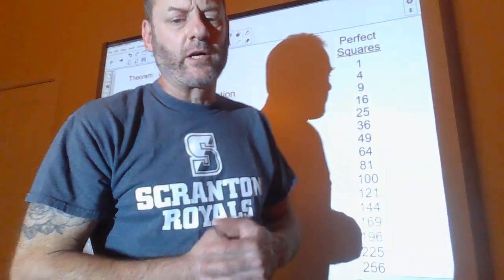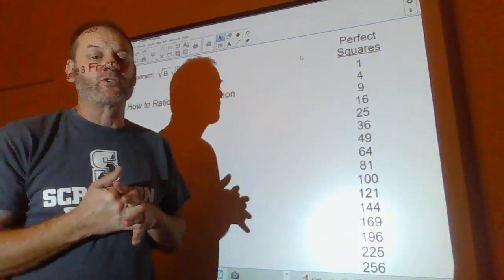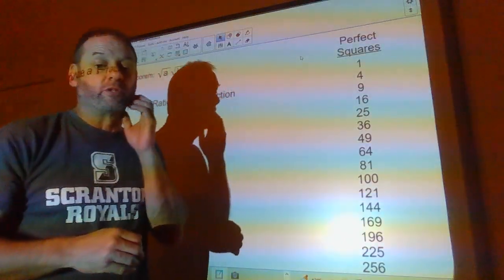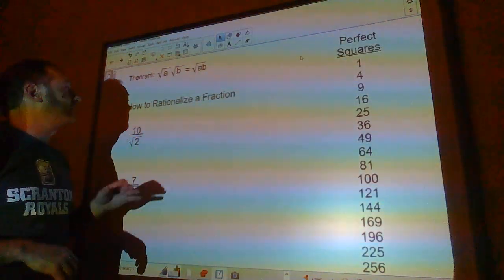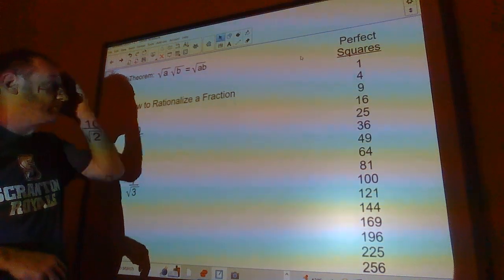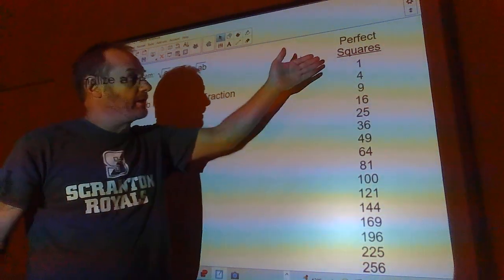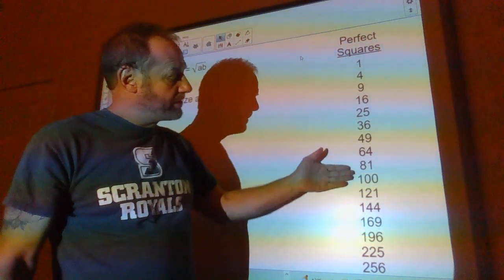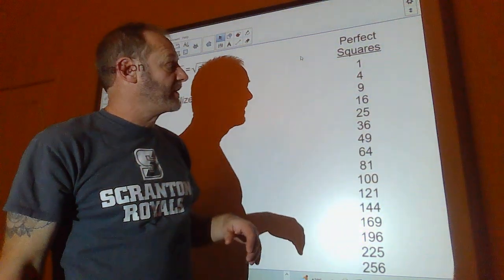Hi guys, today we are going to talk about special right triangles, but before that we're going to review a little bit here about square roots. So remember your perfect squares, you need to know those. That'll come in handy with this stuff.